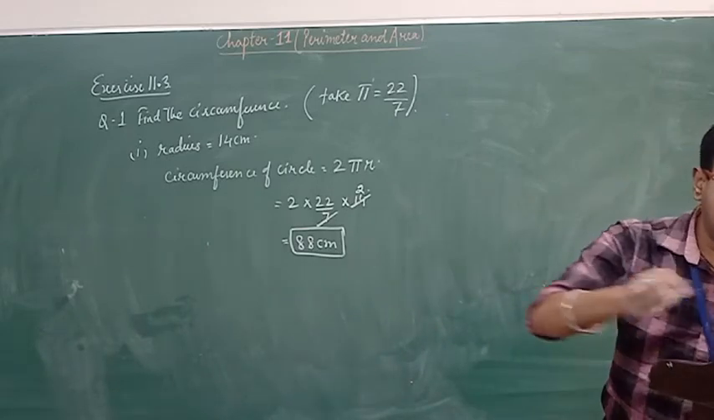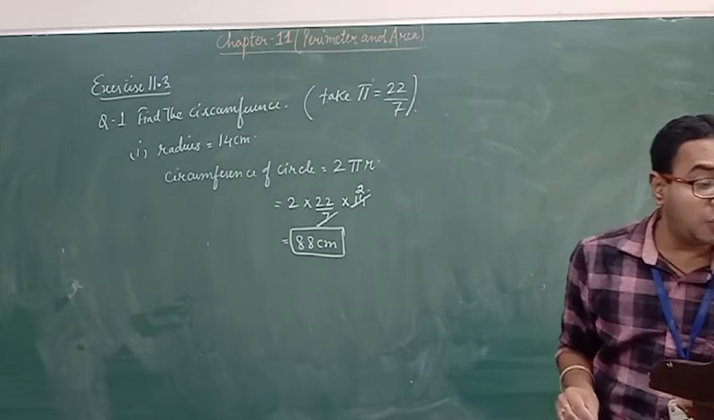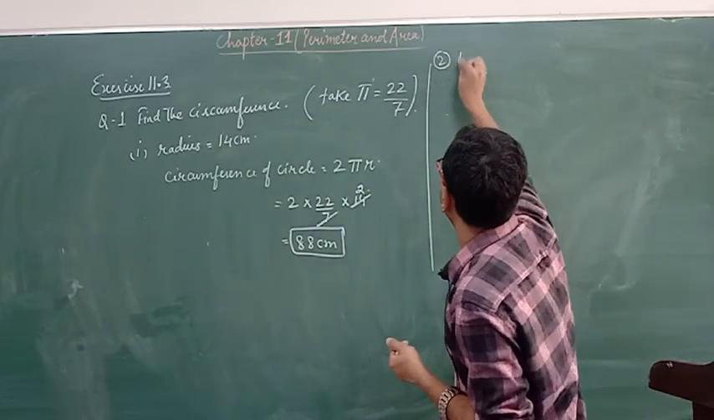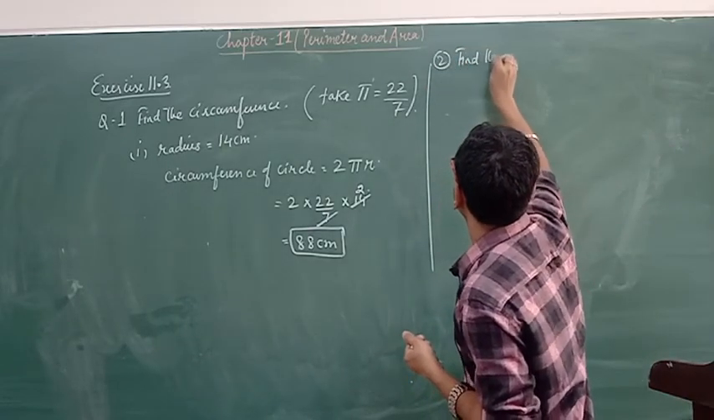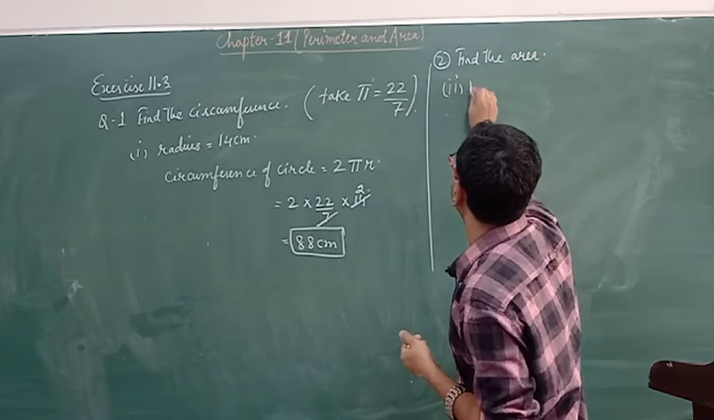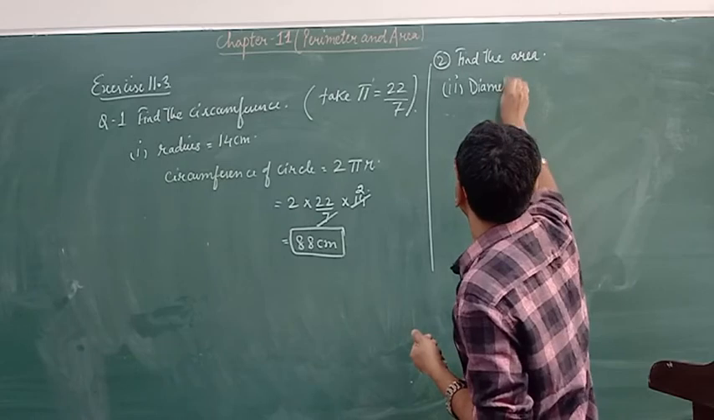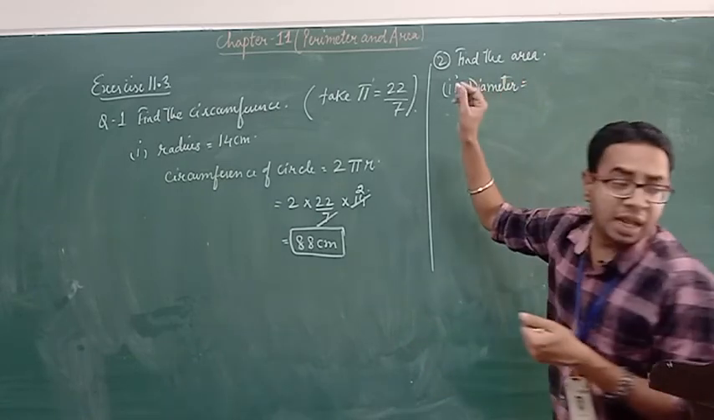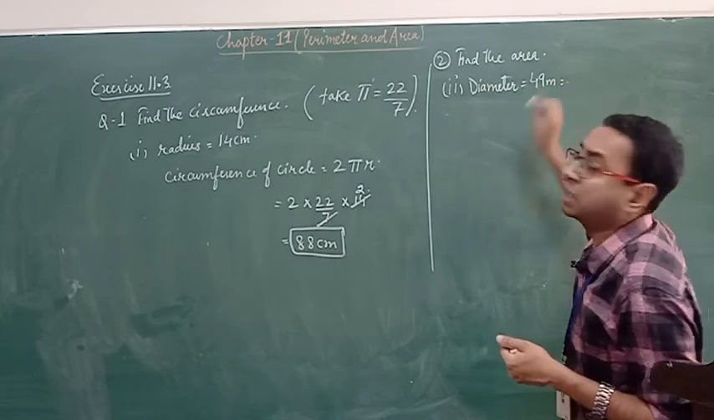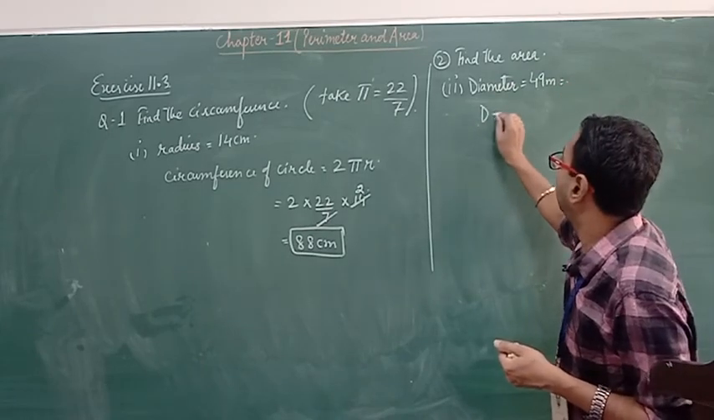Come to question number 2. Find the area of the following circles given that. Now the question is, find the area. I will be doing the second part in which diameter is given. Diameter is 49 meter. So I can convert it to radius.